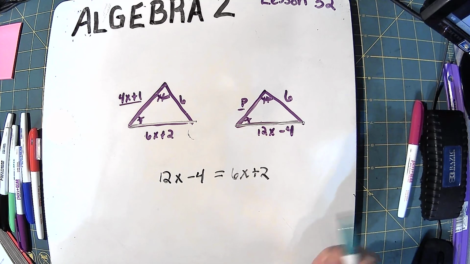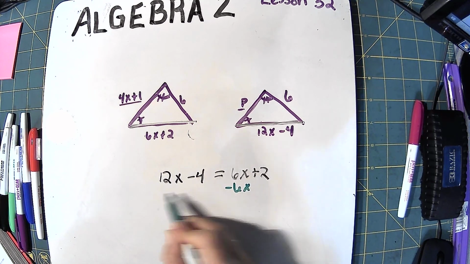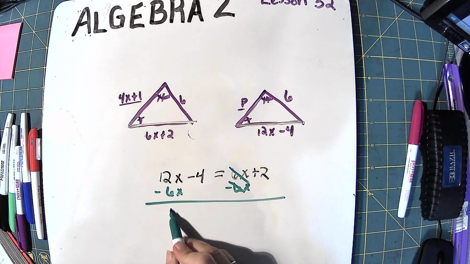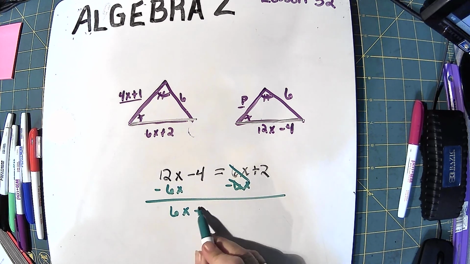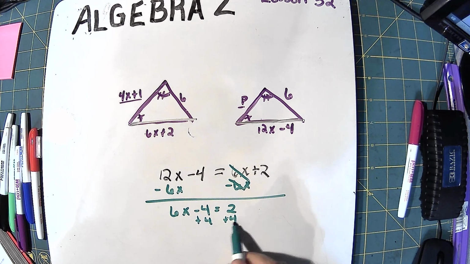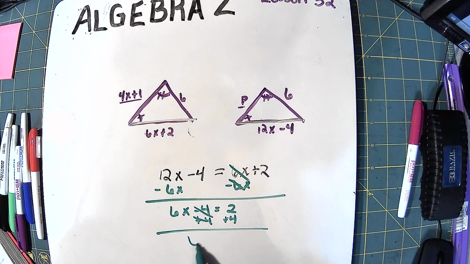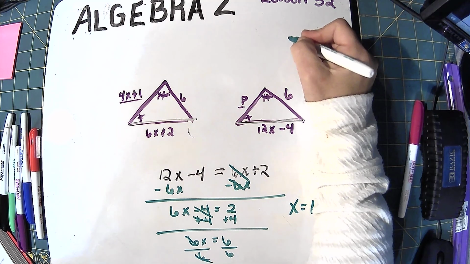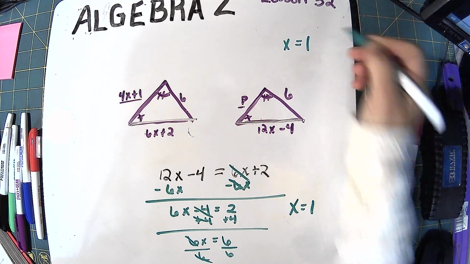So if you get my x's together, those cancel, and I'll get 6x minus 4 equals 2, and then I'll just add 4, and I'm going to get 6x equals 6, and then I divide by 6, and x equals 1. Okay, so that's the beginning of that. X equals 1.